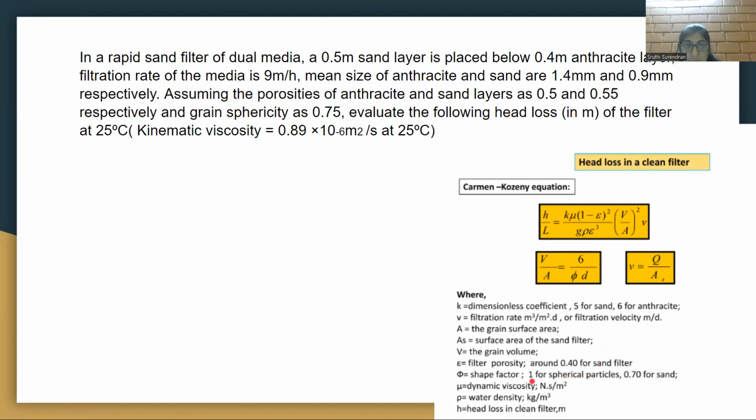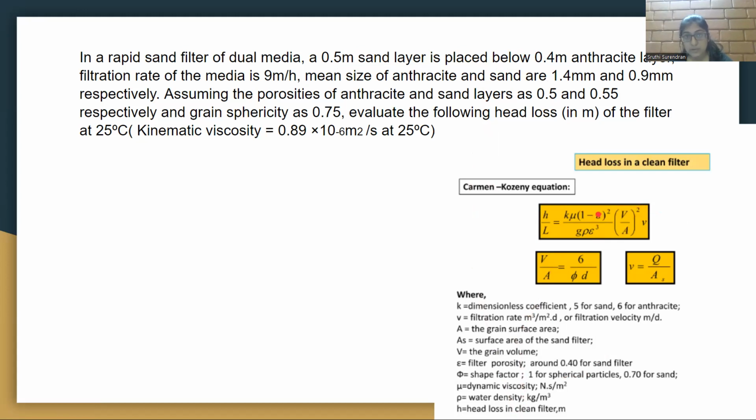So again, here they've given the kinematic viscosity value. We know that kinematic viscosity is equal to mu by rho. So directly you can multiply this kinematic viscosity value in here. Here L value is also been given, a 0.5 meter sand layer. That is the depth of the sand layer and is placed above 0.4 meter anthracite layer. So length is also given. So direct substitution, only thing you need to know this formula.